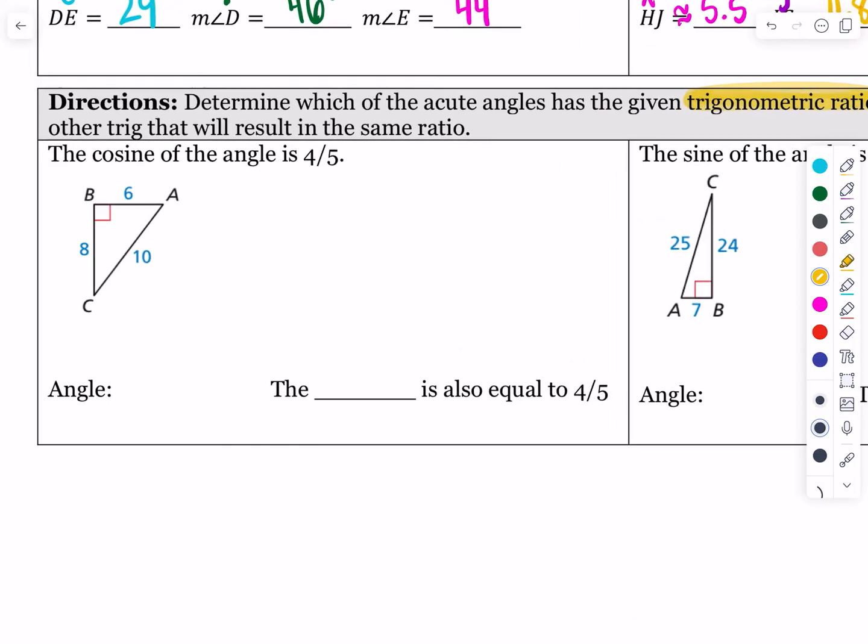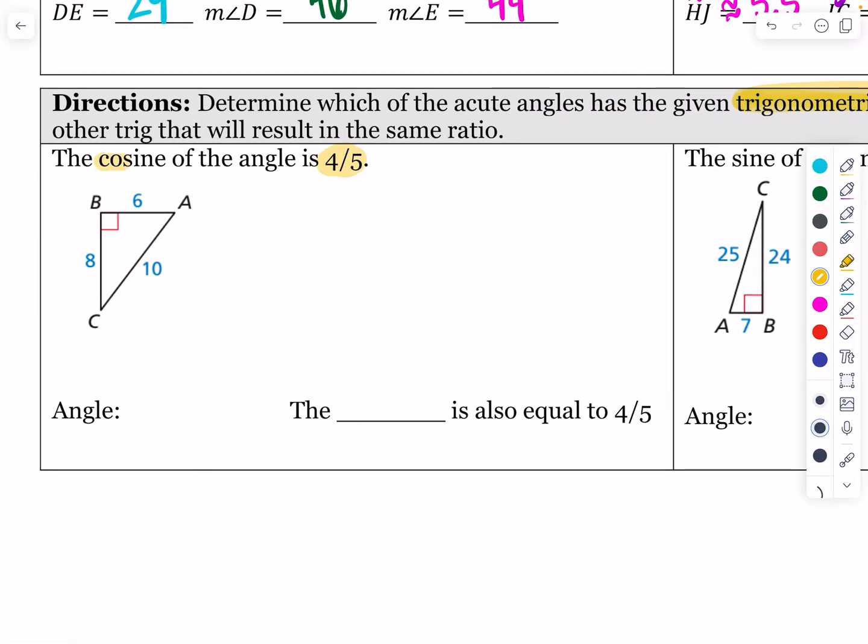So the cosine of the angle is 4 over 5. That's what's given. Cosine of the angle is 4 over 5. So I'm going to write that out because it kind of helps me out. Cosine of theta, whatever it is, should be equal to 4 over 5, okay? So what we're looking for is the ratio of an adjacent to the hypotenuse being 4 to 5. So obviously this is a ratio, so it's possibly been reduced.